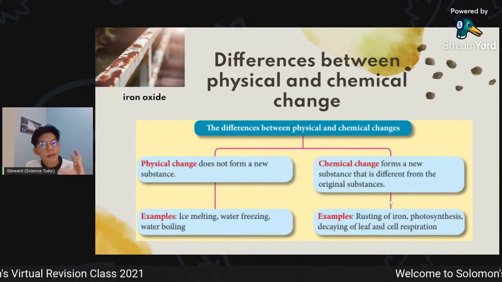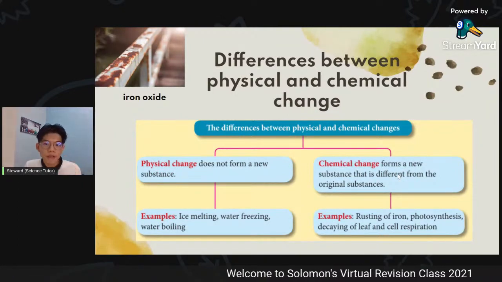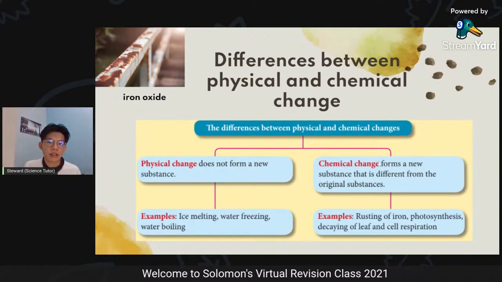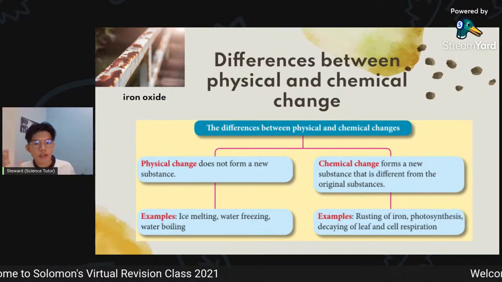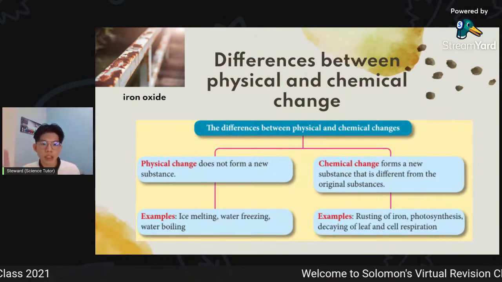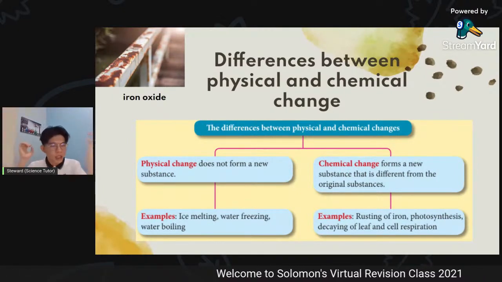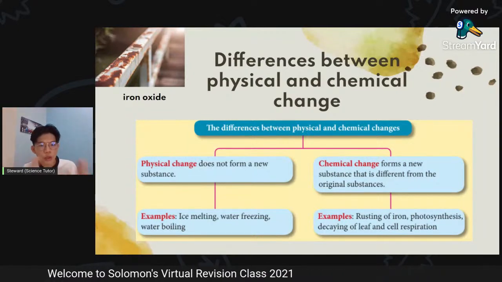All right. So now we'll be talking about the differences between physical and chemical change. So what are the differences between them? For physical change, we do not form new substances. Physical means that no matter how you mix, no matter how you mix kuih tiaw, it is still kuih tiaw. In the end, kuih tiaw.